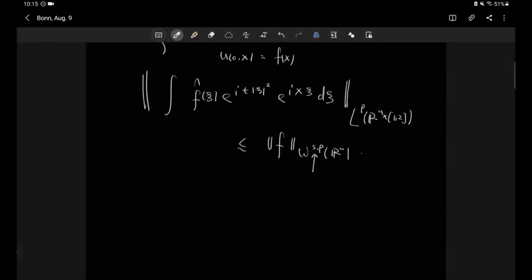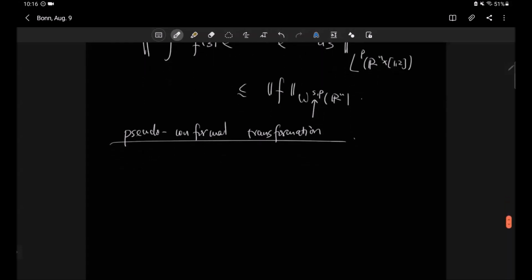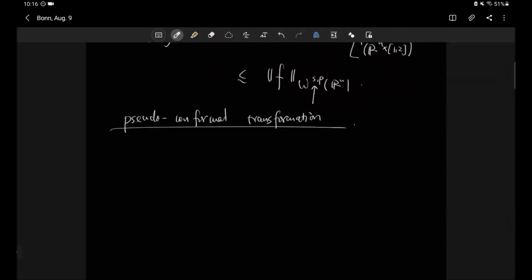So both of these results used the so-called pseudo-conformal transformation. They also use some special features of the paraboloids in order to complete squares. I'm giving a much simplified version of what they did in their paper, of course. So it's something like this. If we expand the square, then we get x squared over t, minus 2x inner product with y, plus t y squared.